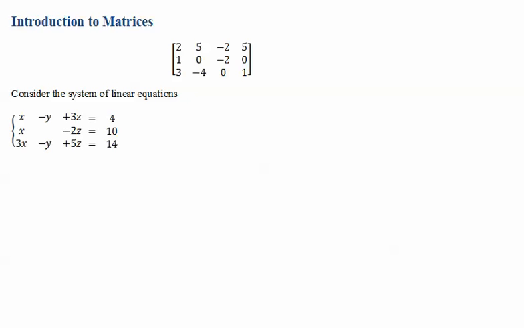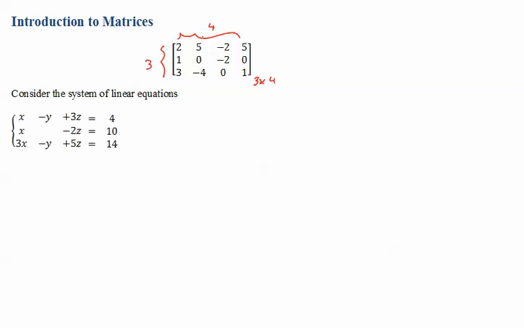A matrix is a rectangular array of numbers. Each number in a matrix is called an element. For example, 2, 1, 3 of the matrix are elements. The matrix here with 3 rows and 4 columns is 3 by 4. We write it 3 by 4 and we read it 3 by 4 because it has 3 rows and 4 columns.